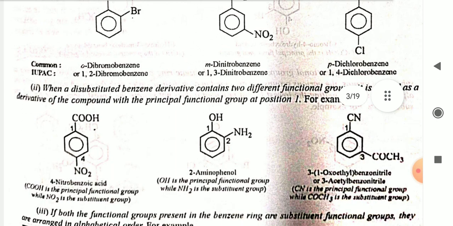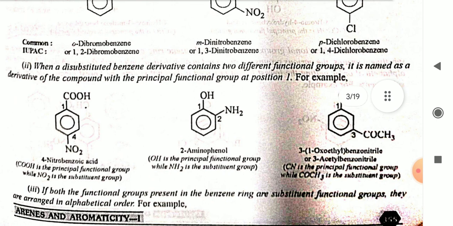When a disubstituted benzene derivative contains two different functional groups, it is named as the derivative of the compound with the principal functional group at position 1. For example, benzene ring with COOH and NO2 is named 4-nitrobenzoic acid. Benzene with OH and NH2 is 2-aminophenol. Benzene with CN and COCH3 has the name 3-acetylbenzonitrile.